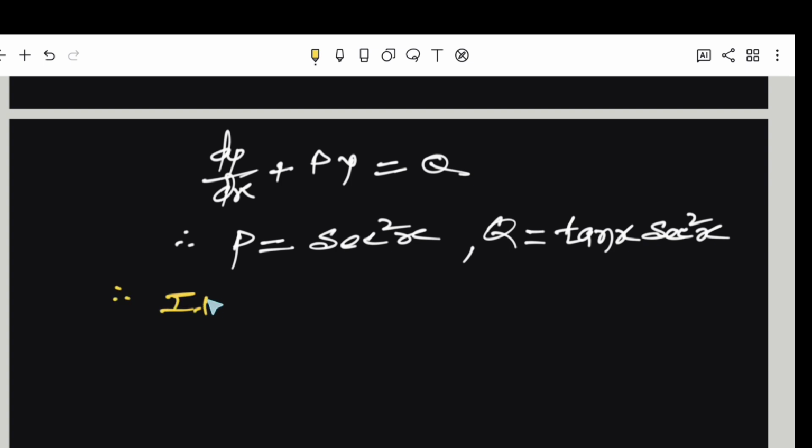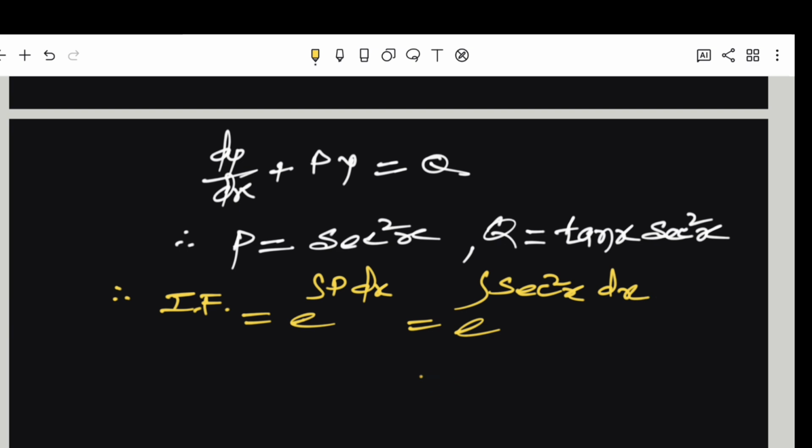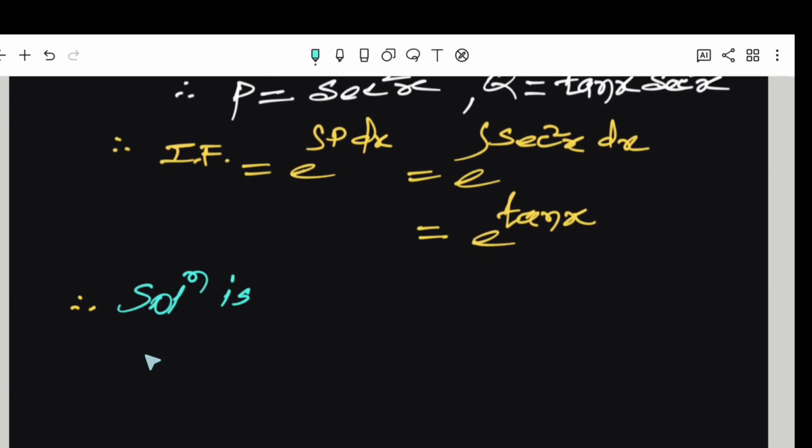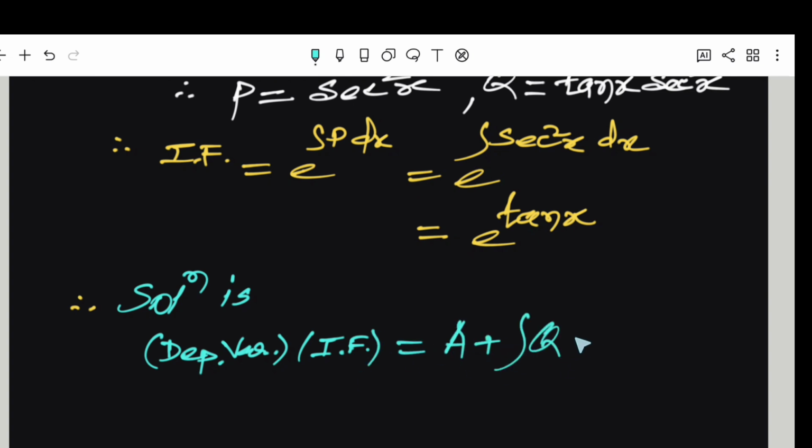After finding p and q, the next step is to find the integrating factor, e raised to integration of p with respect to x. Integration of secant square x, e raised to integration of secant square is tan, therefore the IF is e raised to tan x. After obtaining this integrating factor, the next step is to find the solution by this formula: dependent variable into integrating factor equals a plus integration of q into IF, and then substituting the values.